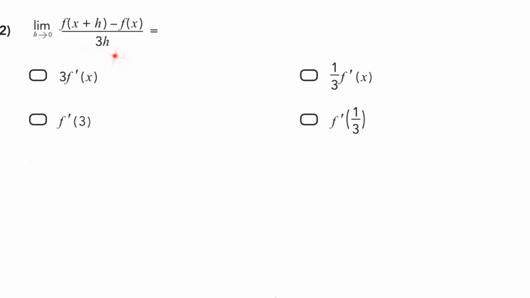As you can see, this question is related to first principle of differentiation. When you have a question like that, write down the rule. You can get the rule from the formula sheet. It is f dash x is equal to the limit as h tends to 0 of f of x plus h minus f of x over h.